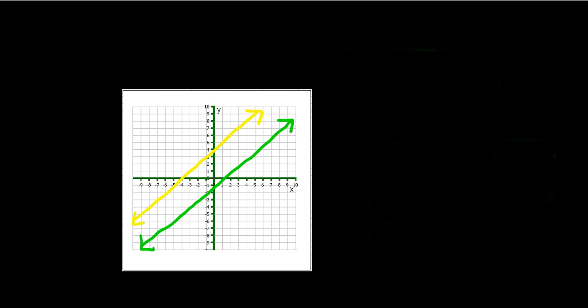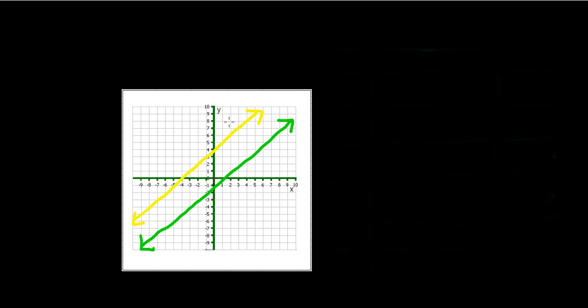In this section, we're going to be looking at slopes of parallel and perpendicular lines. Parallel lines are lines in the same plane that do not intersect. When we look at this graph here, we can see that we have two parallel lines, the yellow and green line, because they do not intersect each other and are parallel to each other. So let's look at some examples.